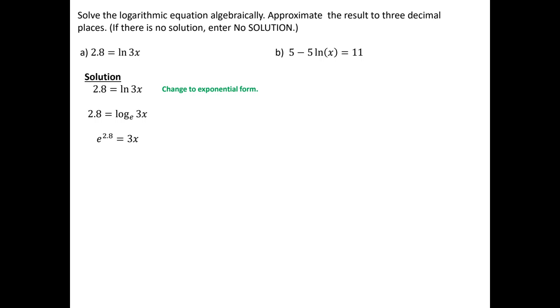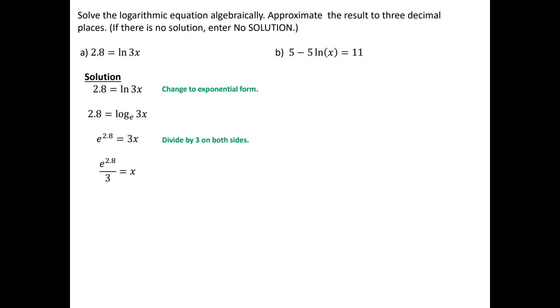Okay, so the first thing I do is convert the natural log to the log of base e of 3x. Then I'm going to convert it to its exponential representation, right? So here, the base of the log is e, so that's my base. The output of the log is the input of the exponent, so it's e to the 2.8. The input of the log, which is 3x, is the answer of the exponent, which is 3x. Okay, so I just need to solve for x, so I need to isolate the x, so I'm going to divide by 3 on both sides. So the algebraic answer for x is e to the 2.8 divided by 3.